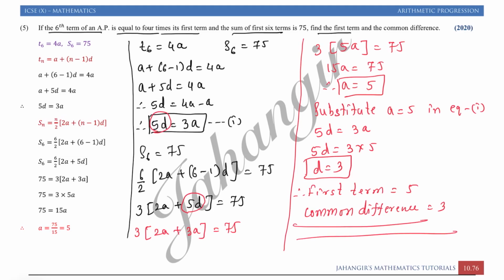Arithmetic progression is a very simple chapter. This chapter is based on the sequence in which the difference between consecutive terms is the same. Hope you had understood both the exercise as well as the board questions. With this we will complete our chapter.